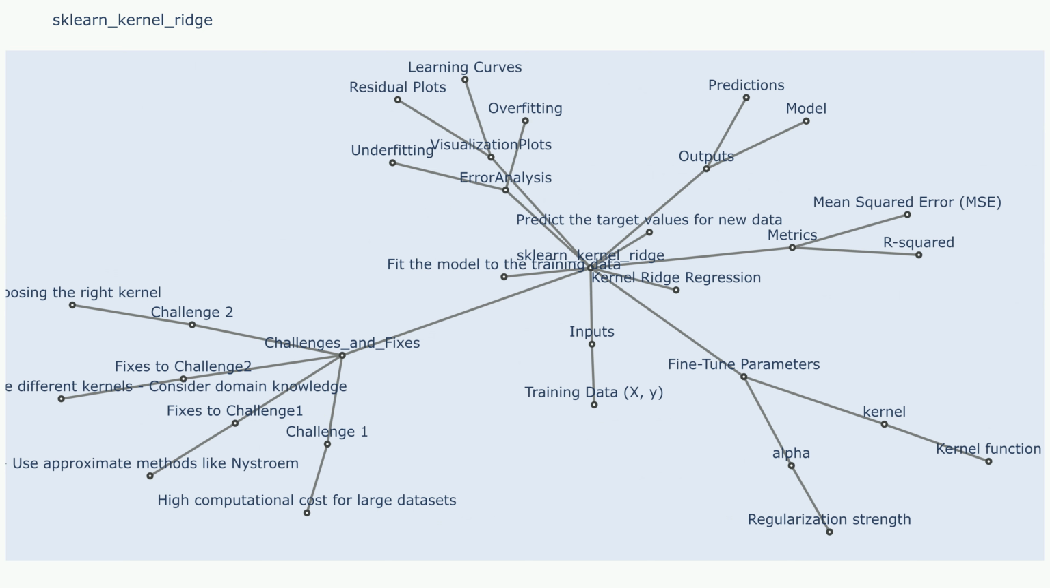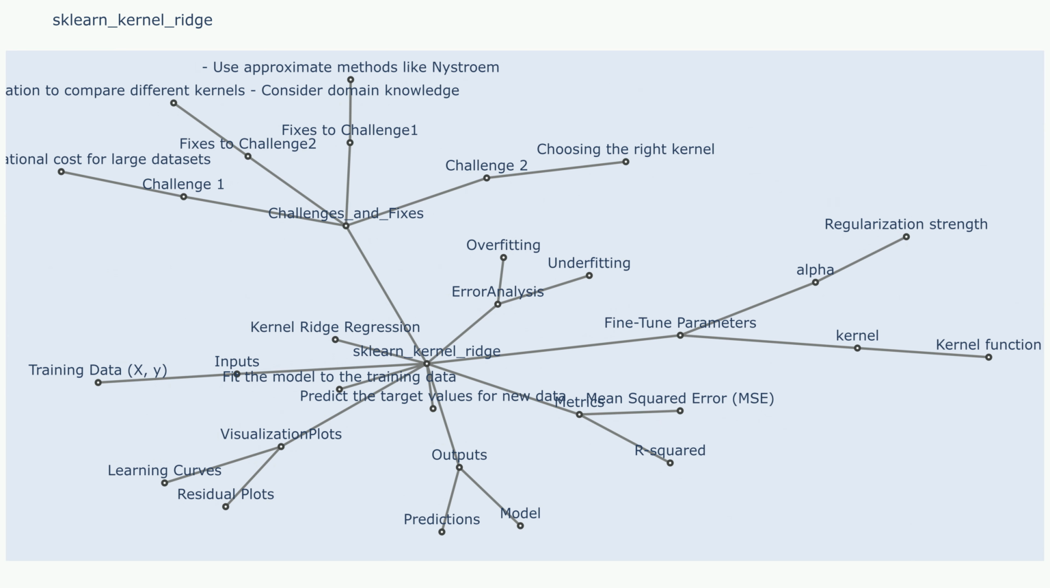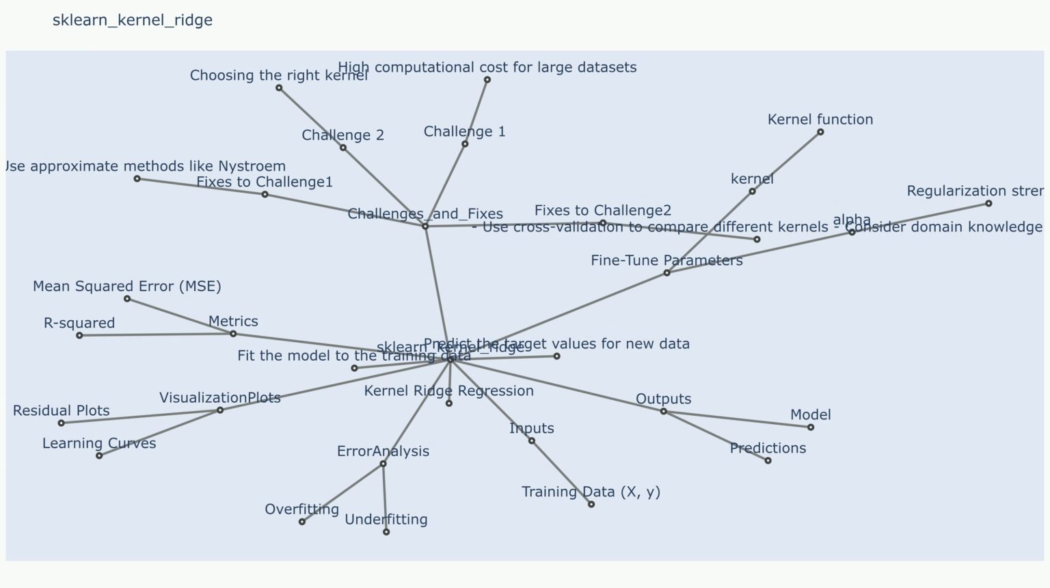Steps. Initialization. The algorithm initializes with a kernel function, which defines the similarity between data points. Common kernel functions include the linear kernel, polynomial kernel, and radial basis function RBF kernel. Feature mapping. The kernel function maps the input data into a higher dimensional space, creating nonlinear relationships that linear regression alone cannot capture.